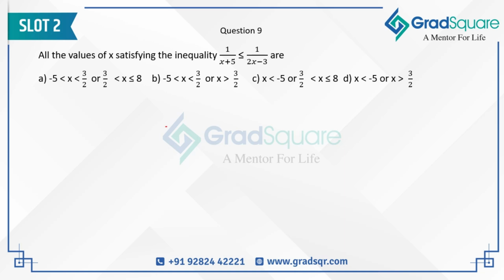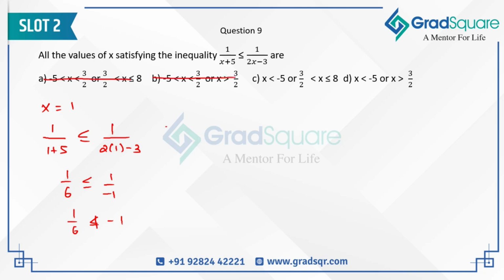Now in this question, all the values of x satisfying the inequality are being asked and all options are in range form. So we'll determine which option is our correct answer. We'll choose values of x in the given range and check whether the inequality holds true or not. Let me take x equal to 1 and substitute in this inequality. Upon substituting, this will become 1 divided by 1 plus 5 less than or equal to 1 divided by 2 into 1 minus 3. So 1 by 6 less than or equal to 1 by minus 1. So 1 by 6 is never less than or equal to minus 1. That means the option that has x equal to 1 in the range must be removed. That means option A and option B are removed.